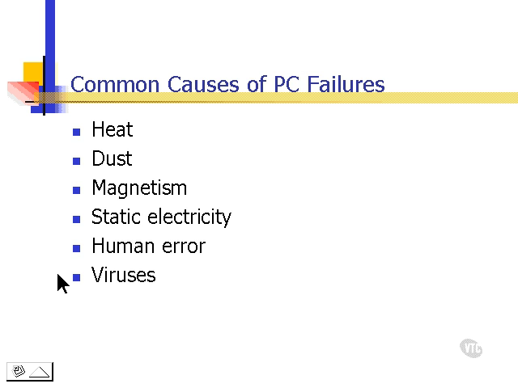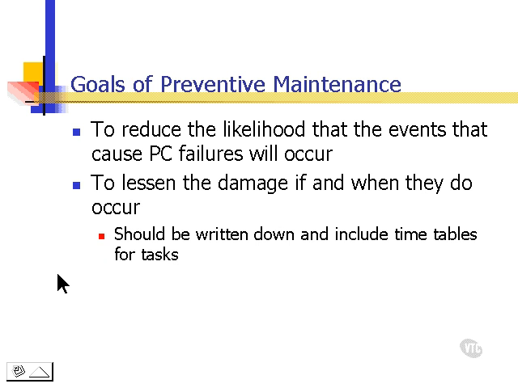So if we're constructing a preventative maintenance plan, the goal of the preventative maintenance plan should be to reduce the likelihood that events that cause PC failures will occur, and to lessen the damage if and when they do occur. So we should have a written down plan, and it should include timetables for tasks.